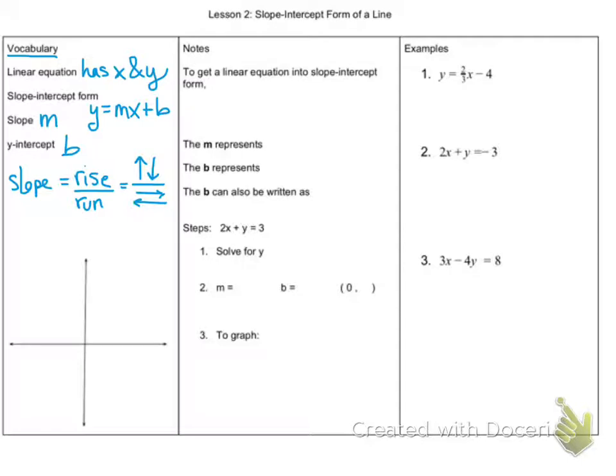And you'll recall from lesson 1 that the y-intercept is where the line crosses the y-axis. So at b, x equals 0.